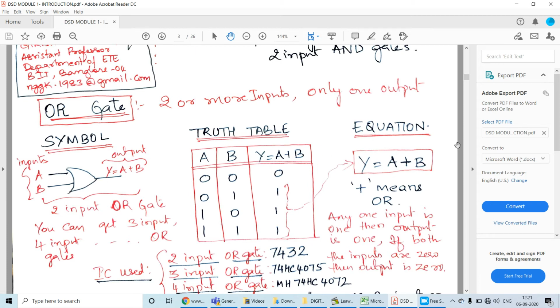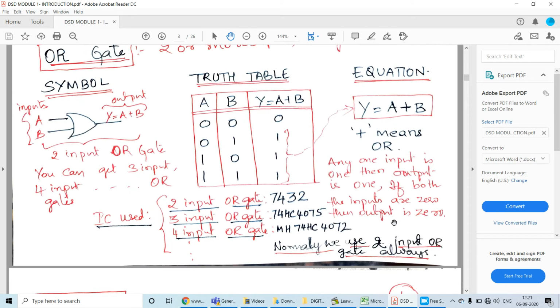Now what is the equation? A plus B. Either A is 0 or 1, and B is 0 or 1. When both are 0, then only it is 0. When either one input is 1, it is 1. Plus means OR here, keep this in mind. Now what is the IC which is used for the OR gate? The 2 input OR gate is 7432. 7432 is the IC which we use for the 2 input OR gate.